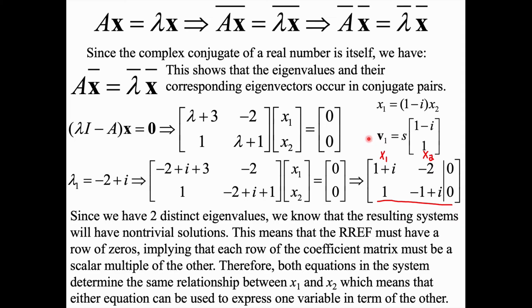Now, what will happen as we use the second eigenvalue, which is the conjugate of negative 2 plus i? Will we also get the conjugate of this eigenvector family? Now we know the conjugate of 1 is 1, so that's going to stay the same, but will we get 1 plus i in the first position for the second eigenvector family, as we suspected from this proof up here? Well, let's see.